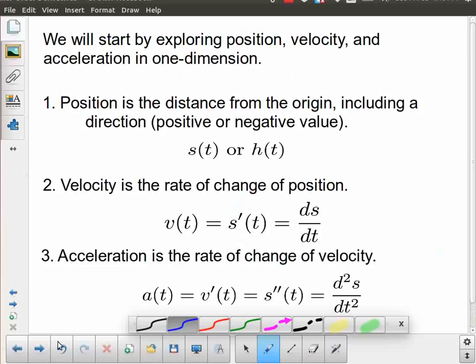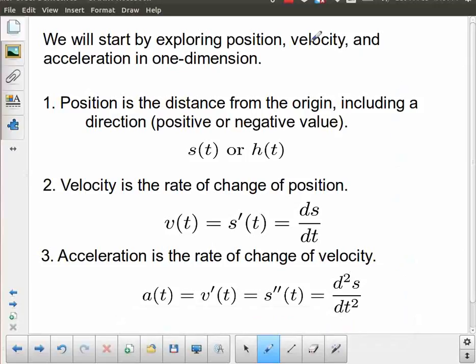Okay, let's get a little more specific now with regards to position, velocity, and acceleration. And it is very important to understand that we are going to be working in one dimension. And I'm going to talk about that on the next page as well in a little more detail. So first of all, position is usually measured as the distance from the origin. And position includes a direction. So that means it's going to have a positive or a negative value.